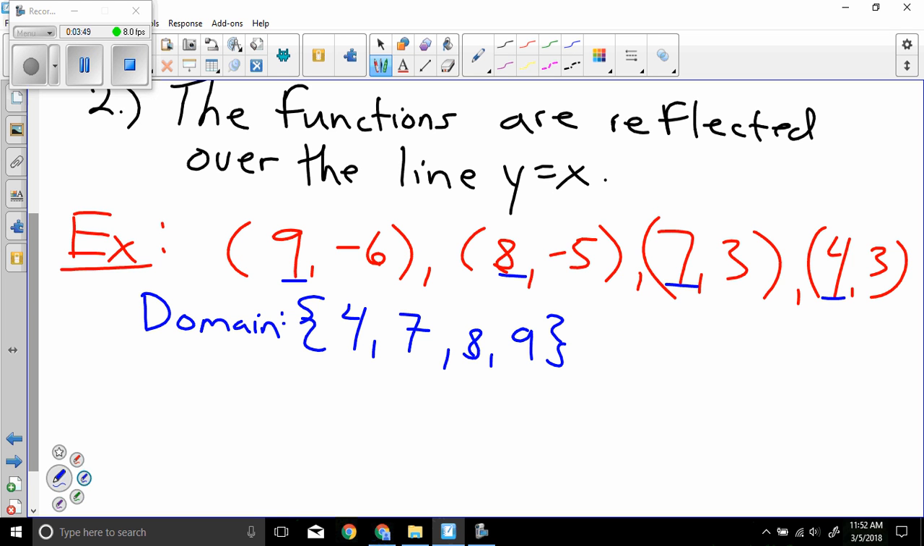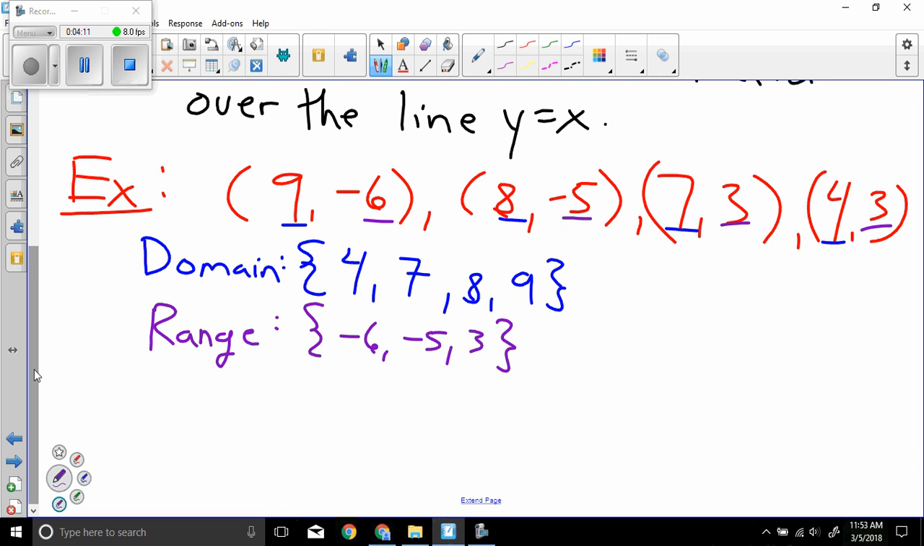Now, that's the domain. The range, then, of course, is the y's. Well, let's put those in order. The lowest one I have is -6, then I have -5. And I have 3 come up twice, but remember, we only have to write it once. So there's the domain and the range of the original.